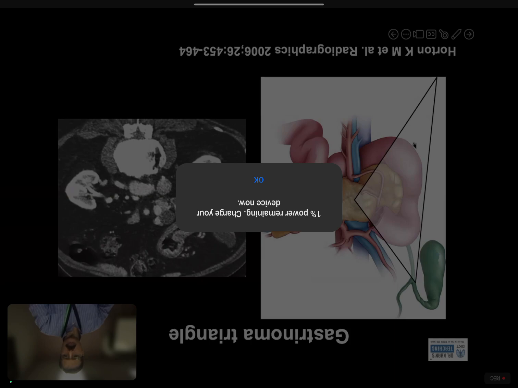Remember gastrinomas. They can occur within the pancreas. They can occur intramural, in the duodenum. They can occur outside the duodenum. If you don't know this, a gastrinoma sitting here, you will not pick it up. And a gastrinoma sitting here, you will not pick it up.